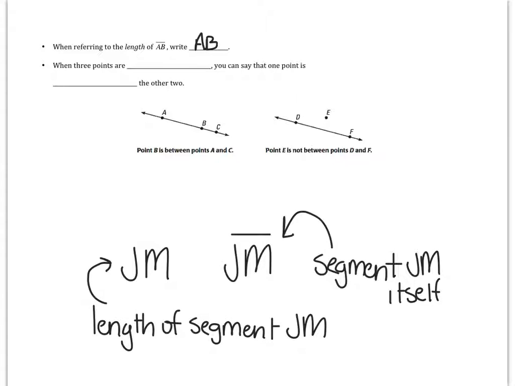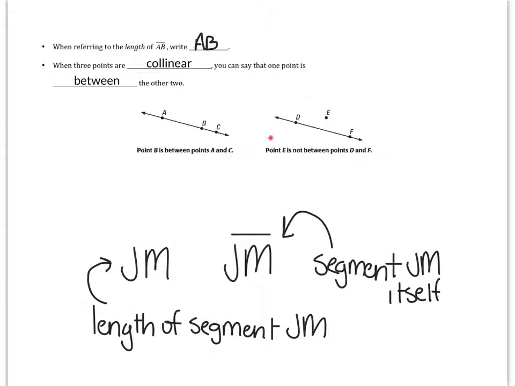Let's move on. When 3 points are collinear, meaning they're all on the same line, you can say that one point is between the other two. So let's take a look at these pictures. If you notice here, we have a line with points A, B, and C on it. So we have 3 collinear points. So since we have 3 collinear points, we can say that point B is between A and C.